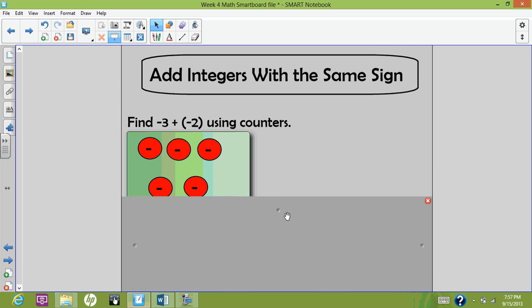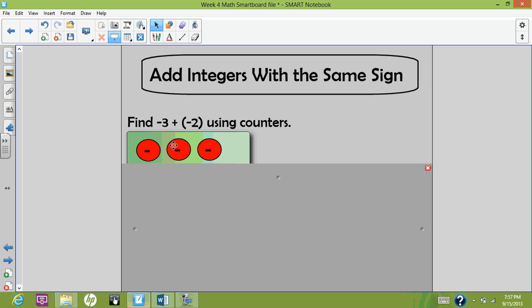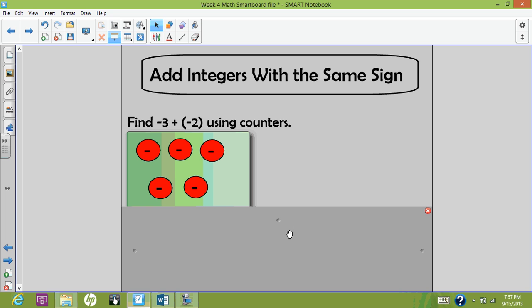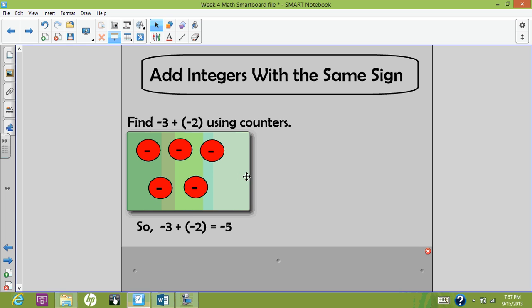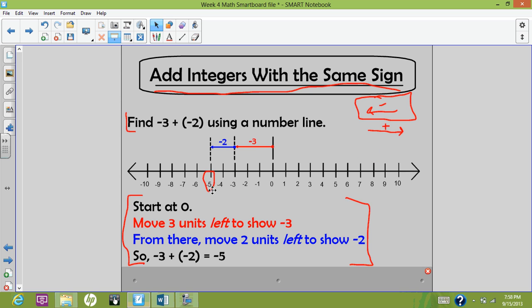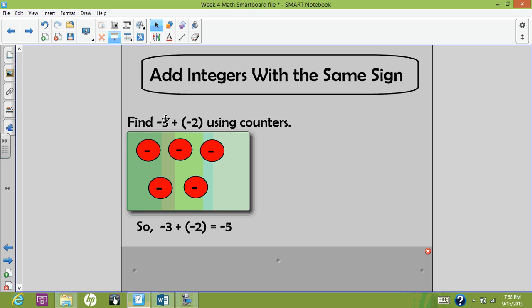But this time we're going to use little counters for it, and our red counters are going to represent negatives. So first I have -3 counters right here, and the counters are just the little circles, guys. Okay. And then I have 2 more negatives right there. And you can see visually here that, okay, I have 5 negative counters, which is the same answer we came up with when we did it on a number line. 3 negatives plus 2 negatives gives us a total of 5 negatives.